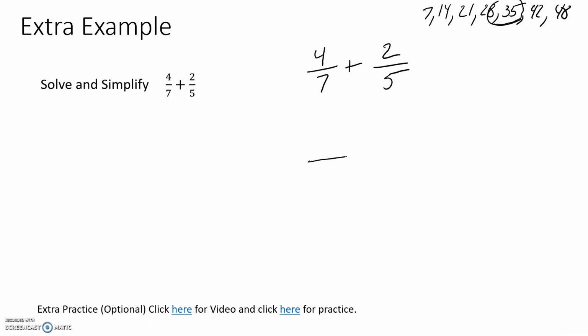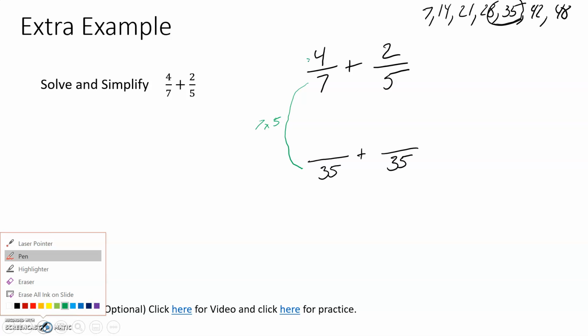Okay, so I'm going to go ahead and put my denominators down here. 35 plus 35. Now remember, if we change the denominator, we have to change the numerator. I know that 7 times 5 gives me 35. So I'm going to take that 5 and multiply it times the 4.